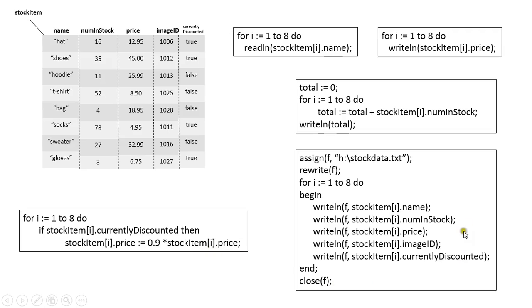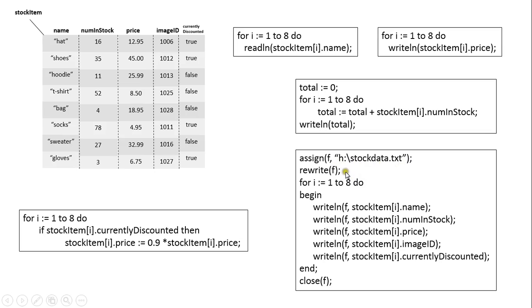This last example over here, I'm actually writing the data out to a file, and if you've watched the file handling video, you'll know that the sort of sequence of steps is, first of all, I make a link between a variable within the program and the path to the file.